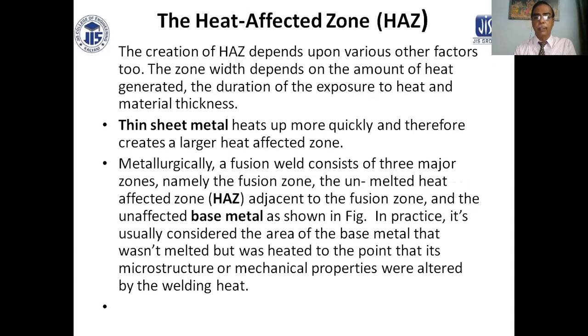Metallurgically, a fusion weld consists of three major zones, namely the fusion zone, the unmelted heat affected zone adjacent to the fusion zone, and the unaffected base metal, as shown in the figure. In practice, the HAZ is usually considered the area of base metal that was not melted but was heated to the point that its microstructure or mechanical properties were altered by the welding heat.